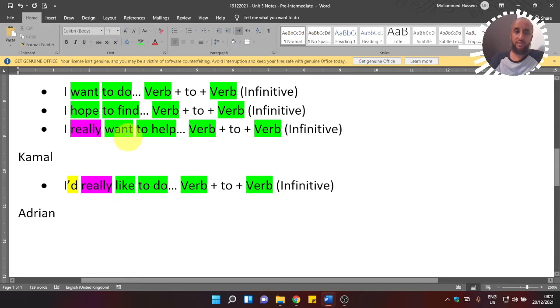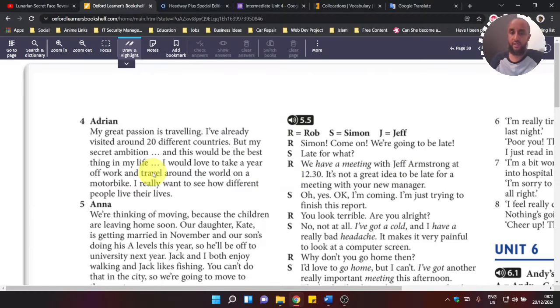Okay, so what does Adrian say about his story? Adrian says, "My great passion is traveling. I've already visited around 20 different countries, but my secret ambition, and this would be the best thing." Now here, this is not a pattern, this is a modal verb with the be. "The best thing in my life, I would love to take." Right here, I would love to take.